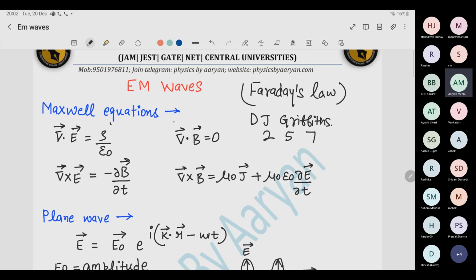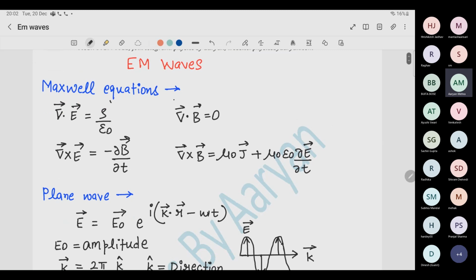Read about Faraday's law, how he discussed that a changing magnetic field can produce an electric field and vice versa. So that you know what is the origin of electromagnetic waves. Electromagnetic waves started with the Maxwell equations. There are 4 Maxwell equations. We have been studying these since class 11, 12th. What are those 4 Maxwell equations? 2 equations are for the electric field and 2 are for the magnetic field. The very first equation: del dot E equals rho by epsilon naught.